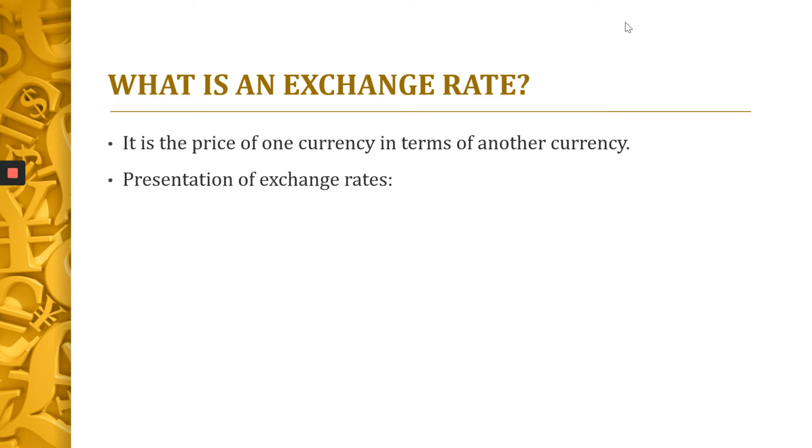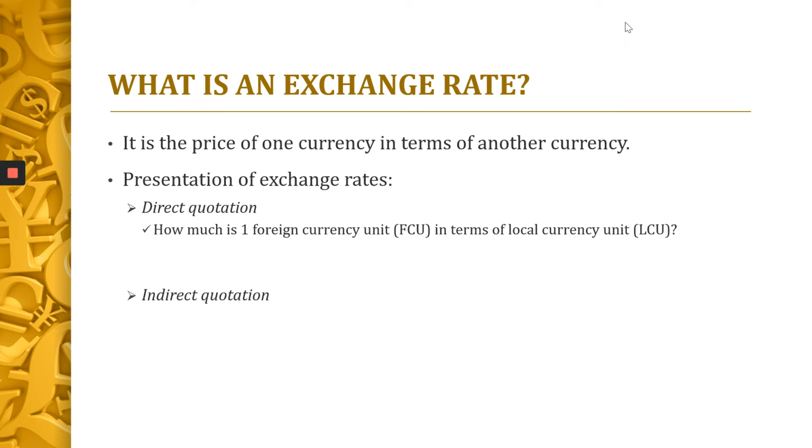There are two manner of presenting exchange rates. Number one, direct quotation. Number two, indirect quotation. Direct quotation answers the question, how much is one foreign currency unit in terms of local currency unit? Ang direct quotation, ito yung madalas na nakikita nyo sa mga bangko. So, ang example ng direct quotation natin ay, magkano daw ang 1 US dollar in terms of Philippine peso? In this example, 52 pesos. Kailangan mo maglabas ng 52 pesos para makabili ka ng 1 US dollar.